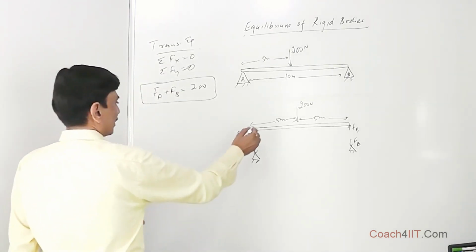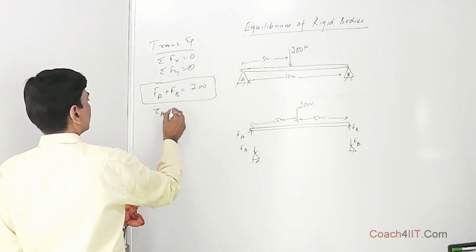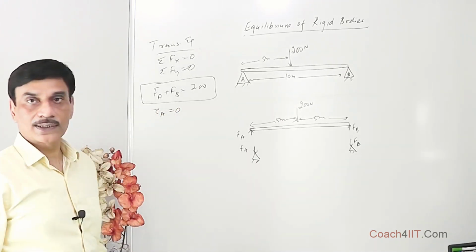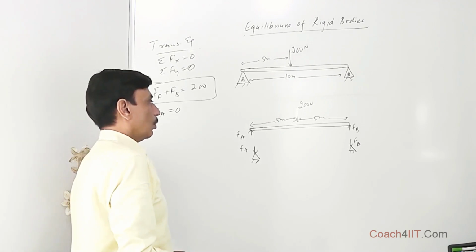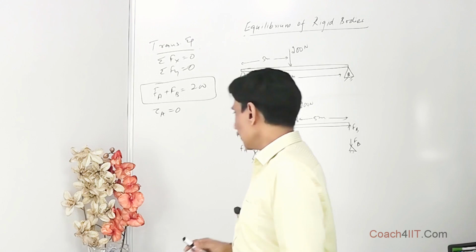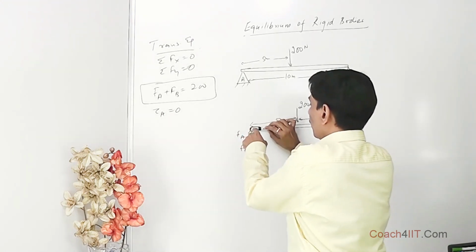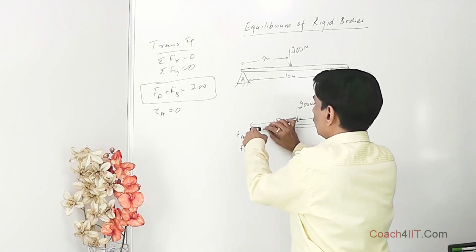Then we know that this rod is not rotating about this axis, that is, torque about A is equal to 0. When the torque about A is equal to 0, let's see what forces are acting on this. One is FA, 200 Newton, and FB. So when we say torque about A is equal to 0, let's put a nail into this.